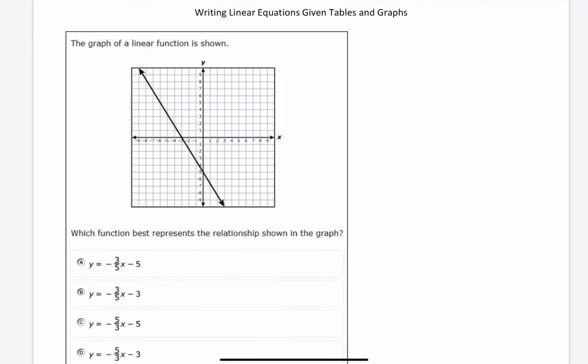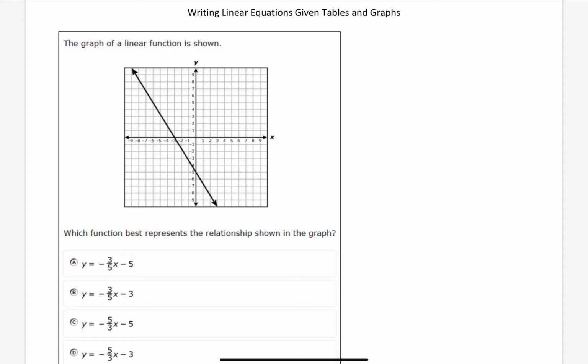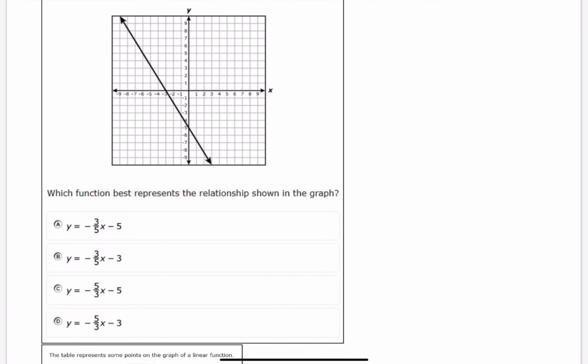Okay, so what we're going to do today is write linear equations given tables and graphs. As always, you go straight to the question, and it says which function. That is a very fancy way of asking which of the equations is correct. So let's use what we have.